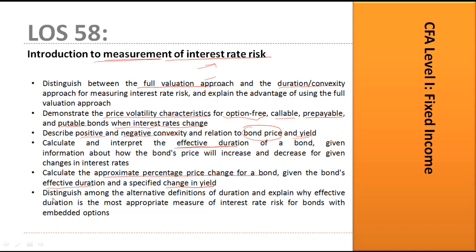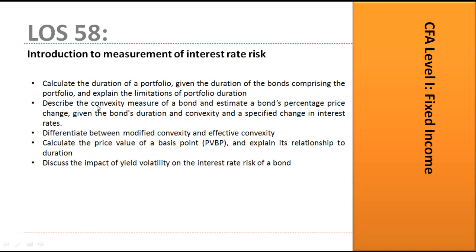Then we'll distinguish between the alternative definitions of duration, for example, modified duration, effective duration, etc. And we'll understand why the effective duration is the most appropriate measure of the interest rate risk for the bonds which have embedded options within them. Then we'll learn to calculate the duration of the portfolio when we know the portfolio's individual bonds duration. We understand the limitations of the portfolio duration.